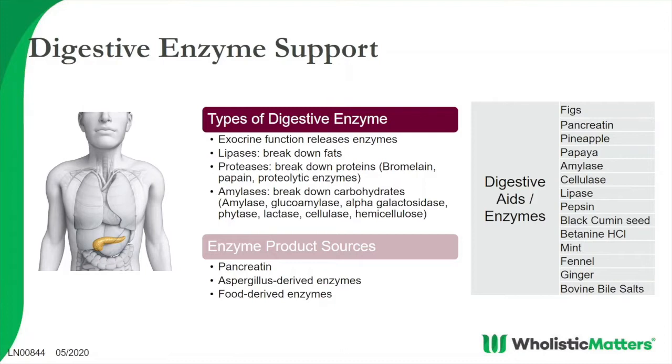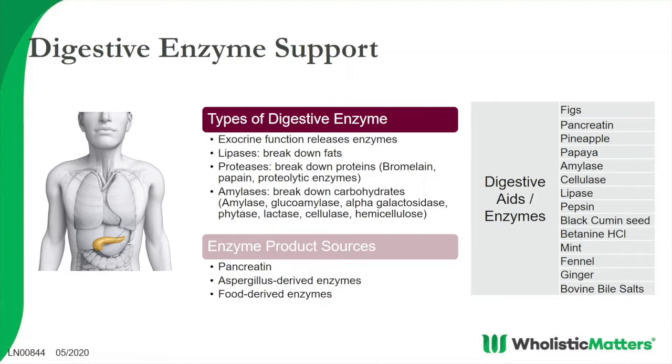The sources of many of these, they can come from pancreatin, so just a pancreas derived portion, or pancreas derived supplements. As well, you have the aspergillus derived enzymes. So aspergillus is really good at digesting a variety of different nutrients, and so carbohydrates, all kinds of proteins. Those enzymes from this particular mold are capable of breaking down a lot of different things.